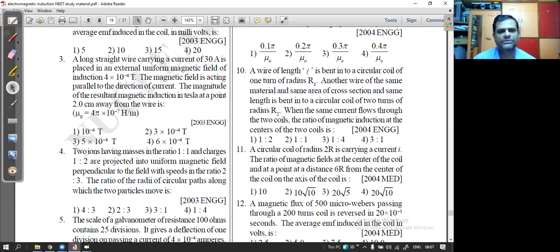ये थर्ड वाला क्वेश्चन भी हम देख सकते हैं. A long straight wire carrying current of 30 ampere is placed in external uniform magnetic field of induction 4 into 10 raised to minus 4 Tesla. The magnetic field is acting parallel to the direction of current. Then the magnitude of the resultant magnetic induction in Tesla at a point 2.0 centimeter away from the wire is.